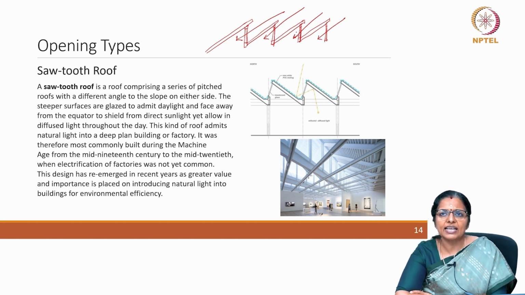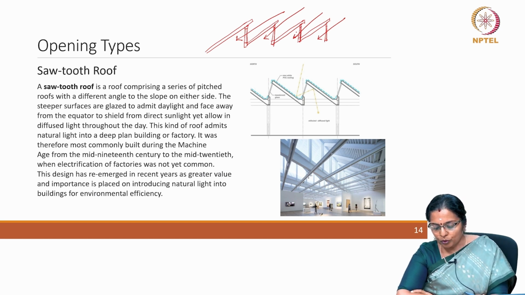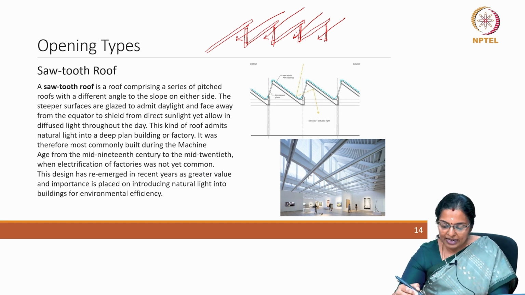The design has re-emerged in recent years as greater value and importance is placed on introducing natural light into buildings for environmental efficiency. So, if you look at any factory building, you will find a lot of north light, as it is called, or sawtooth roof. As you can see, this is one saw, this is another saw, this is another saw.